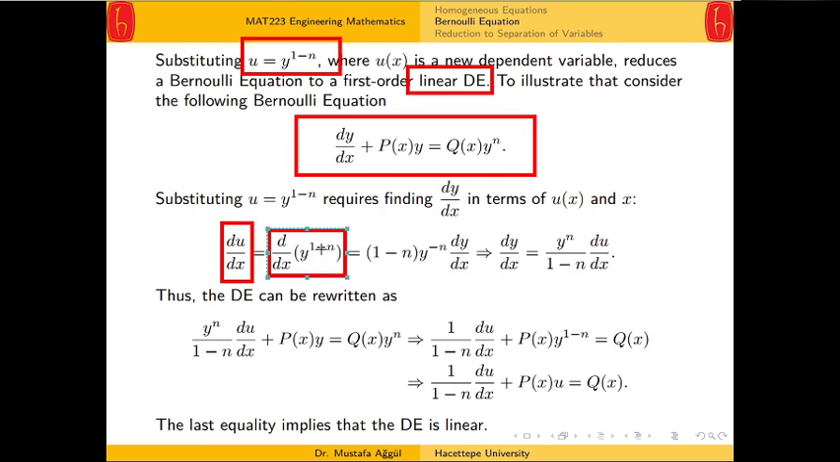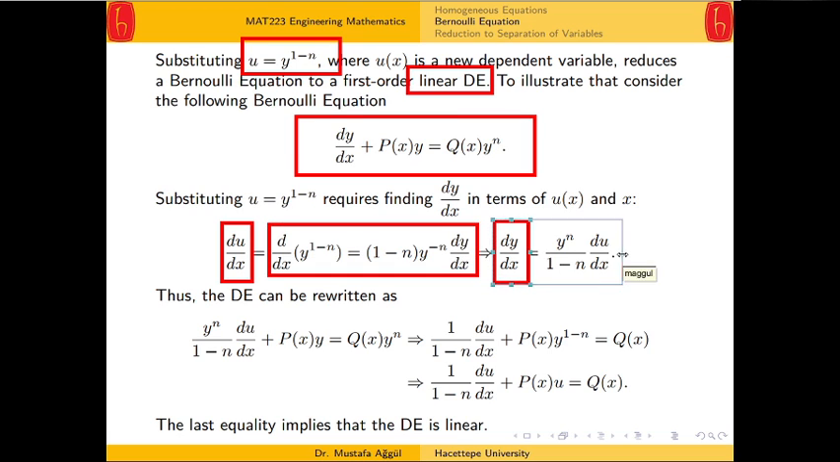Okay, so we will end up with 1 minus n times y to the negative n, because we subtract 1 from the power, and then dy/dx, because we are working with y, and by the chain rule this requires the derivative of the inside, so dy/dx will come out using our chain rule idea. Okay, so then if we solve this expression for dy/dx, we will end up with this expression.